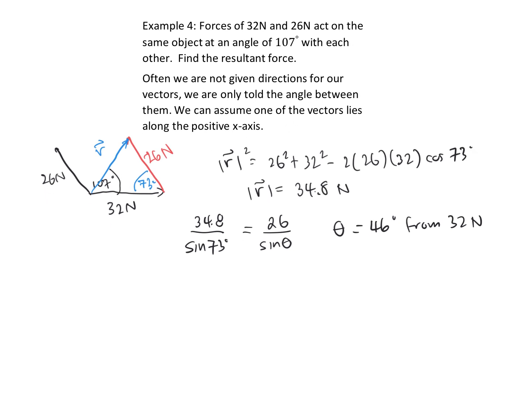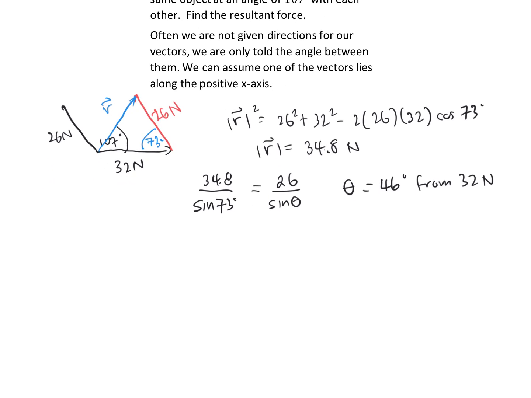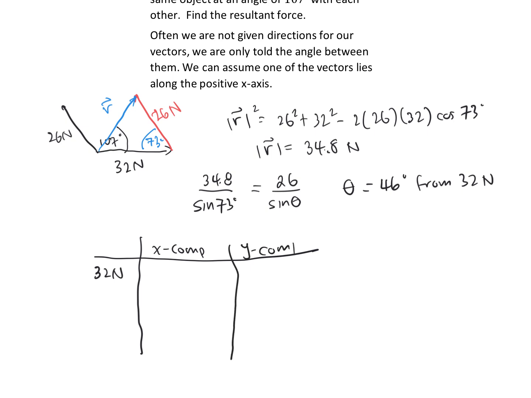We can also look at the two vectors individually and use components. So we have a 32 Newton vector that we place horizontally. So we're going to look at the x component and the y component. Since the 32 is placed horizontally, it will be 32 along the x and 0 on the y because it's neither going up nor down, and it's going to the right, so we have positive.